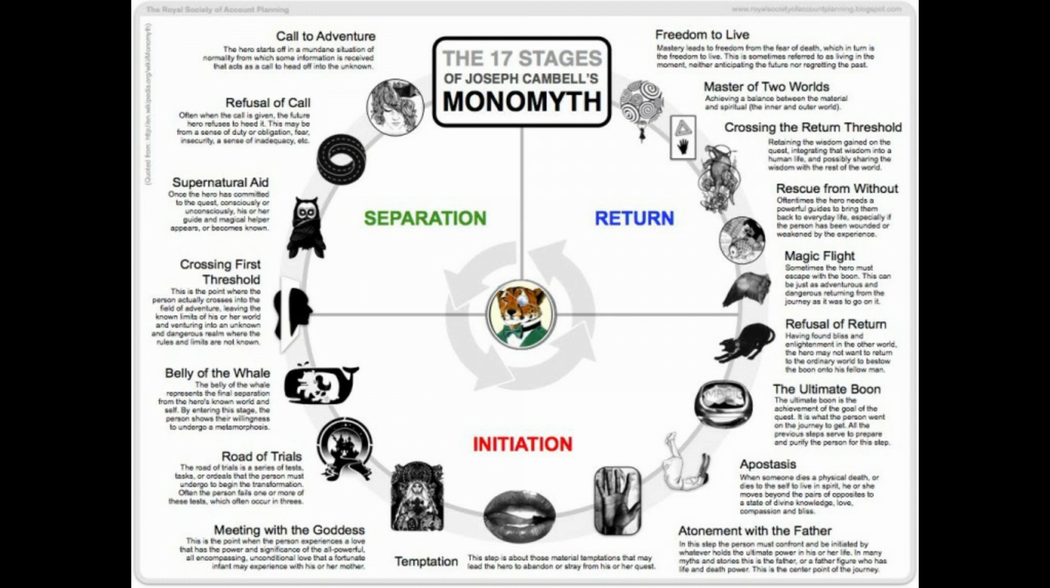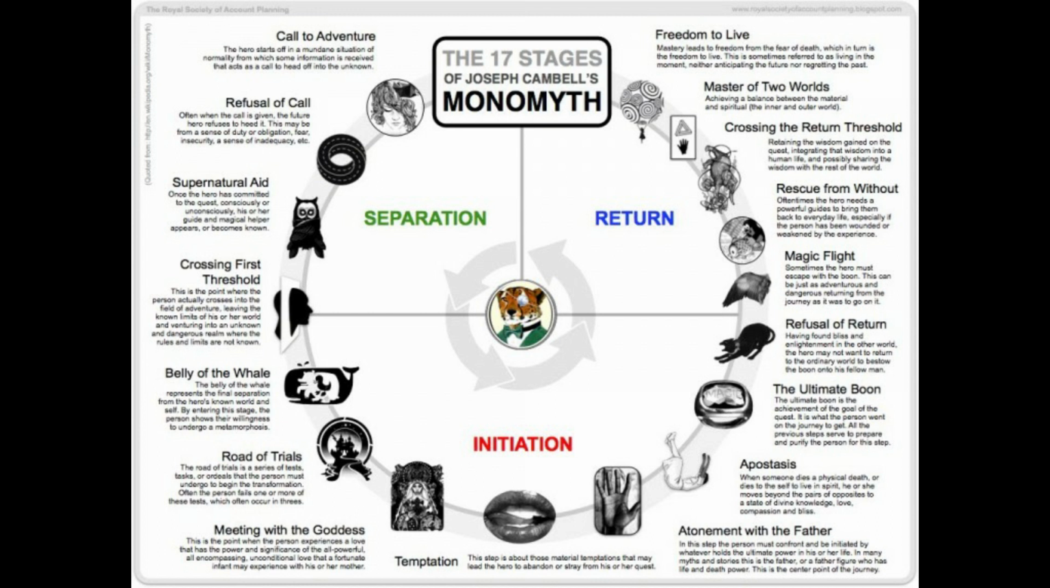The call to adventure. Somebody's always singled out of the crowd. Somehow they're held out as different, that they don't want to go, that they don't feel themselves worthy. But then they do go and they move on to supernatural aid. And then there's some sort of a threshold to go over, the belly of the whale.